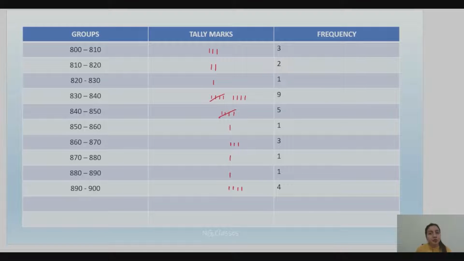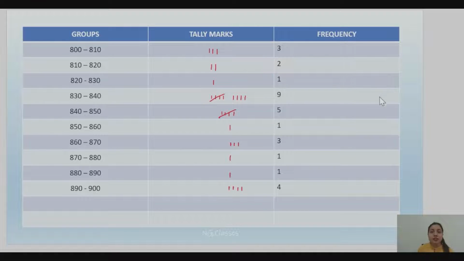Here we need to be careful with the condition that our interval must be a continuous interval. Now what is a continuous interval? Here the way we have taken 800 to 810, now the next interval must start from 810 only. Like this one, 810 to 820. Here the next interval must start from 820. So 820 to 830. There must not be a gap.